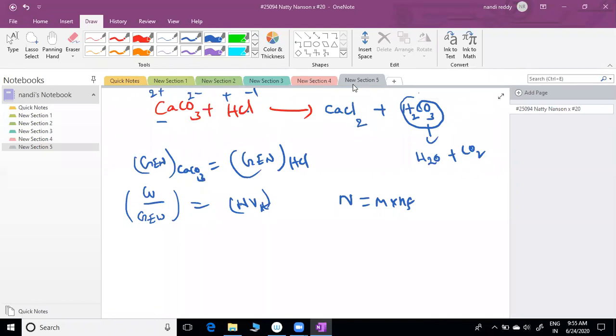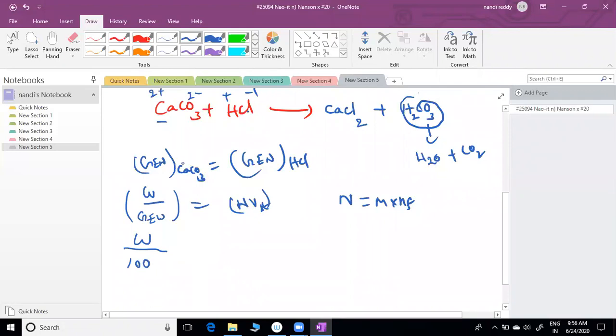So now we can substitute. What is the equivalent weight of CaCO3? What is the n factor? What is the equivalent weight of CaCO3? Very good, sir. 50, correct. Weight by 100.